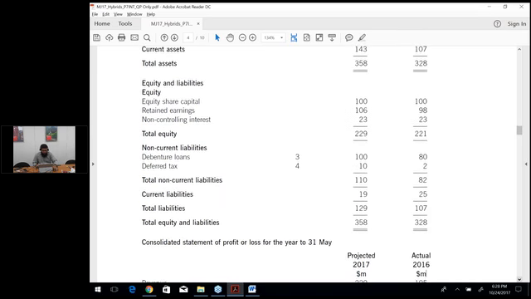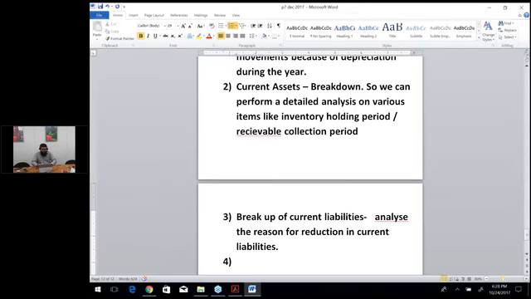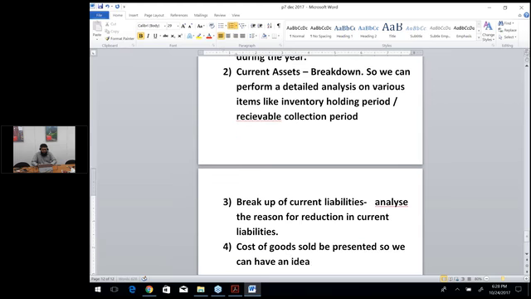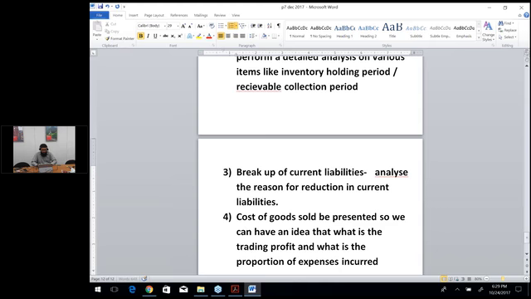Furthermore, there is this revenue and then there is this operating expenses. So a better approach would be that a breakup of that cost of goods sold be presented, so we can have an idea of what the trading profit is, and what is the proportion of expenses incurred for other purposes.